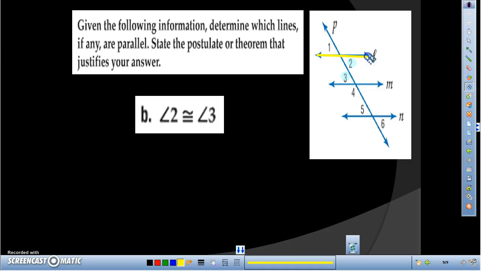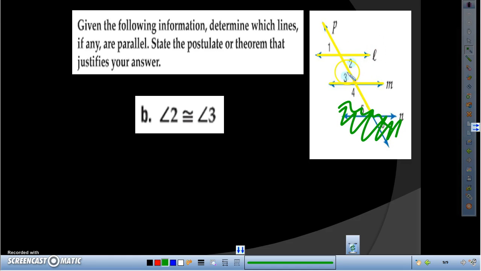So I would be dealing now with line L and line M and transversal P. So now all of this down here becomes insignificant. I'm only worried about what's going on up here. So what would the categorization of angles 2 and angle 3 be here?